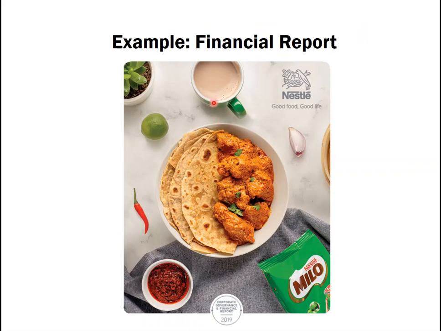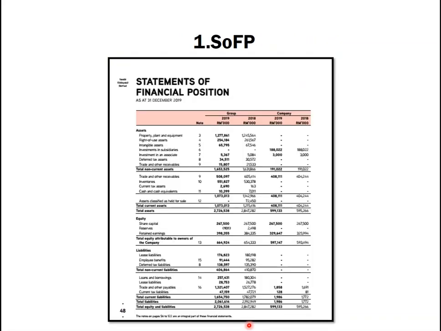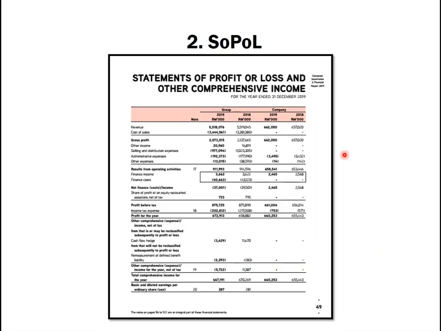If we refer to the example financial report, Nestle Malaysia Berhad in 2019. So, example of the statement of financial position, as we can see that this is the non-current asset, current asset, the equity, non-current liability, and this is the current liability. So this is the information in the statement of financial position.